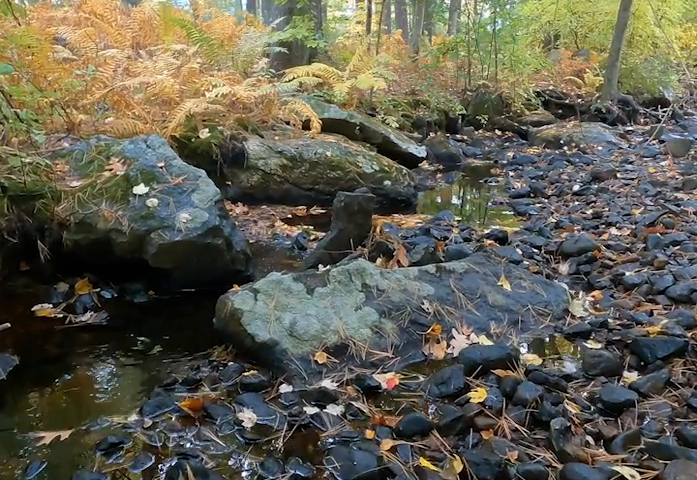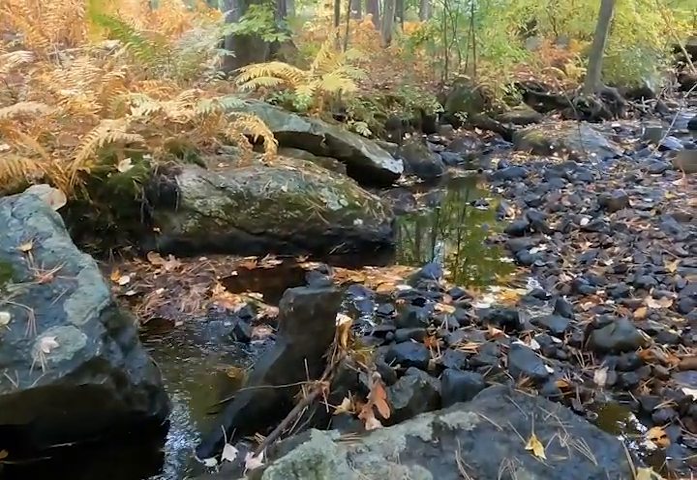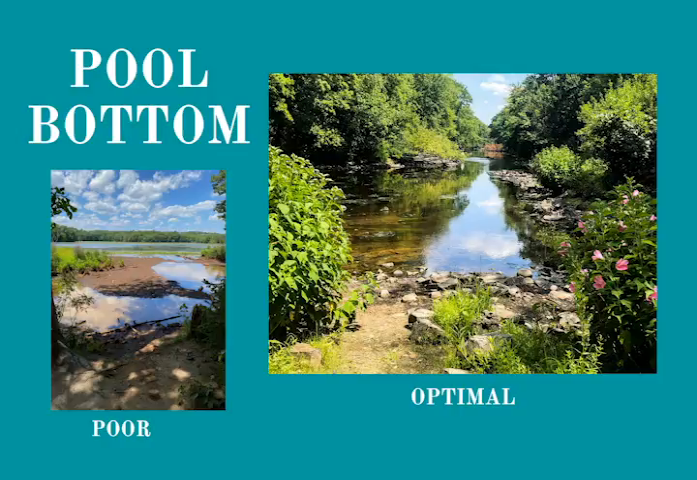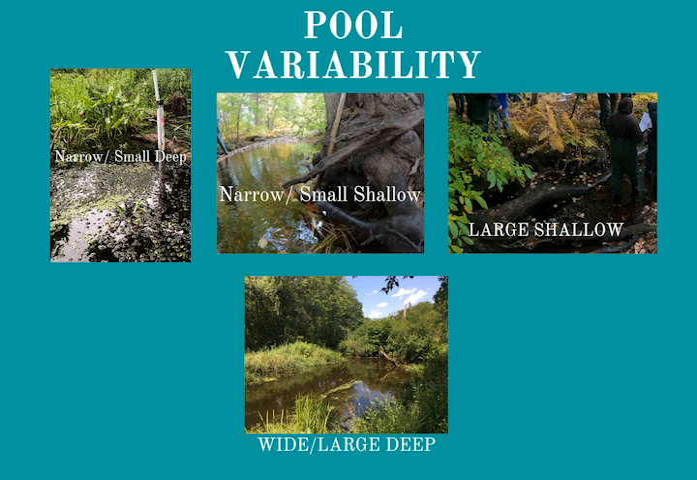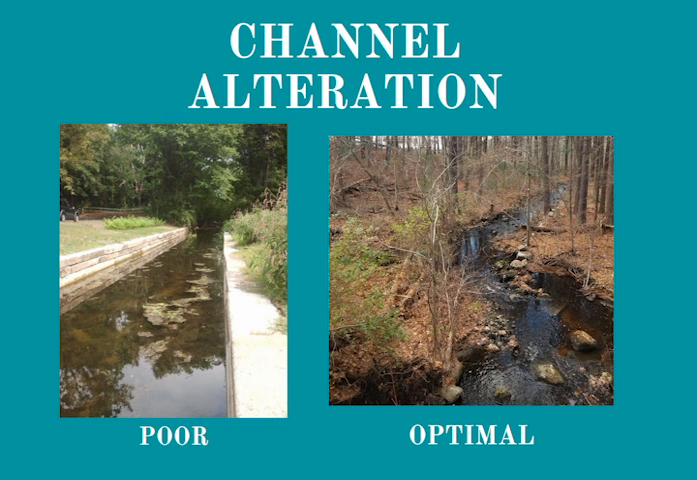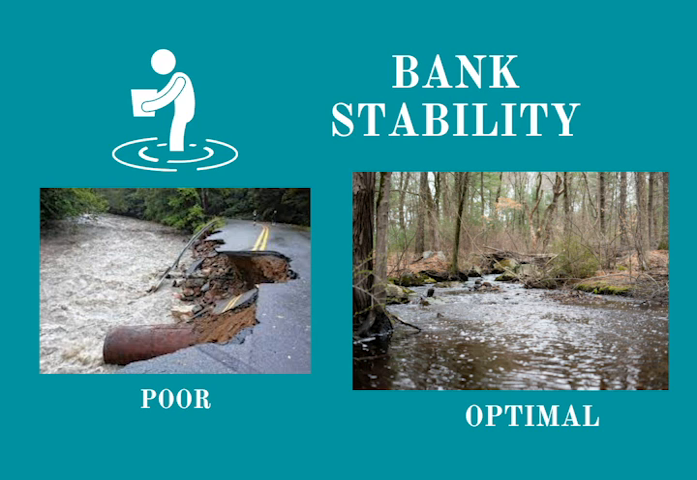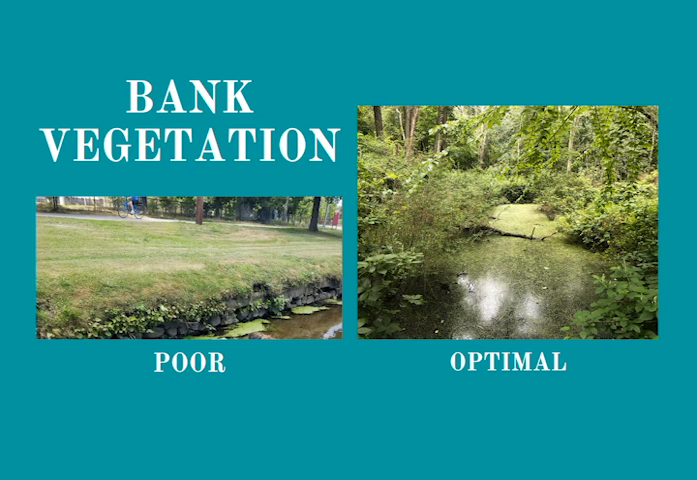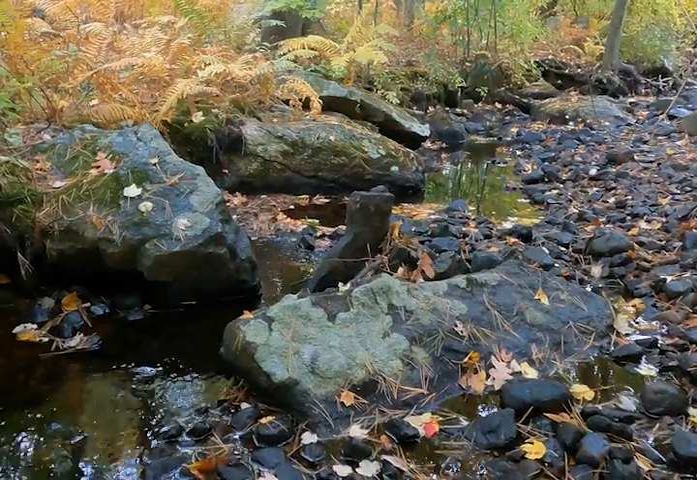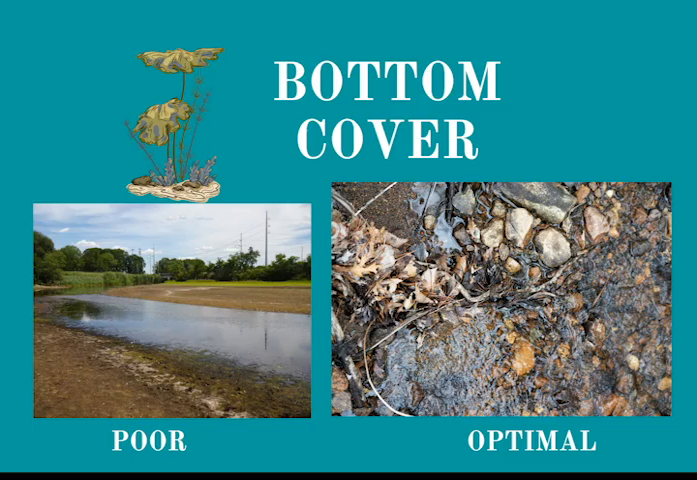We do this by splitting up the evaluation into 10 different parameters. These include bottom cover, pool bottom, pool variability, sediment deposition, channel flow, channel alteration, channel sinuosity, bank stability, riparian zone, and bank vegetation. Let's break them down. Welcome to the Dix Brook sampling site. First on our list is bottom cover.